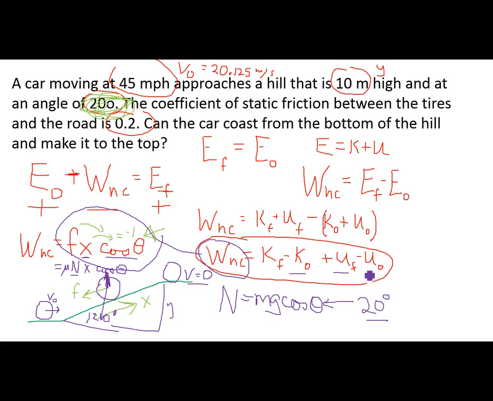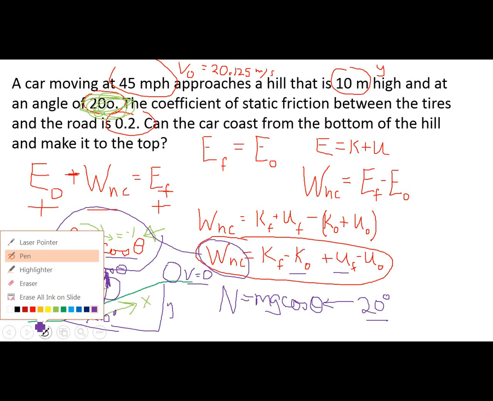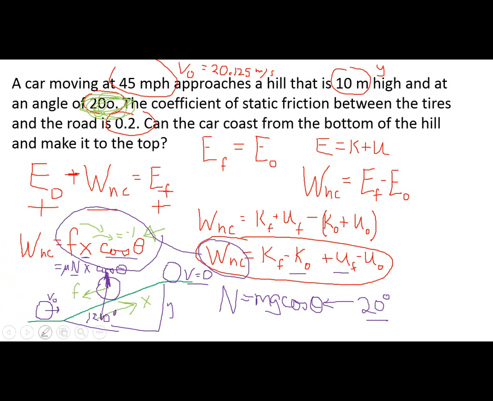So if we end up at the top, the question really is this. Let me change our color back to red. If we start at the bottom, U0 is 0, because that's our reference level, ground. And if we want to just get to the top, that would mean the final kinetic energy would be 0.